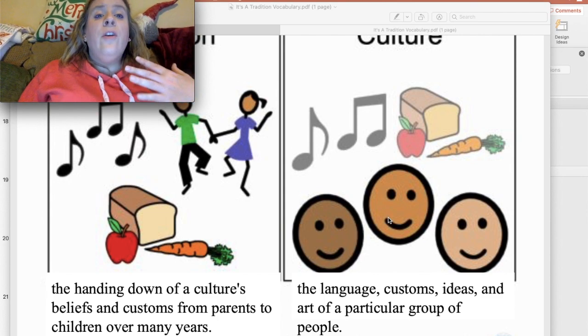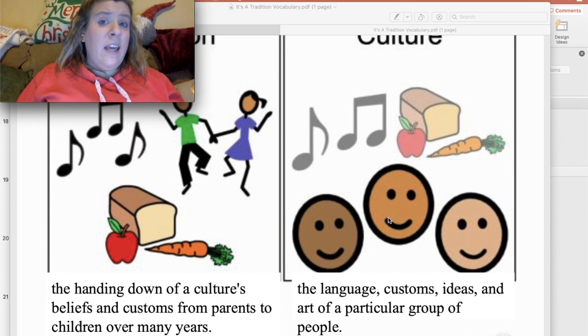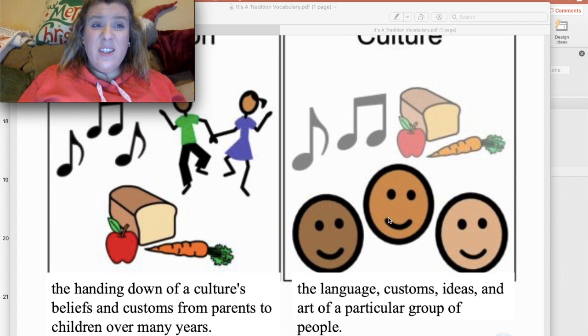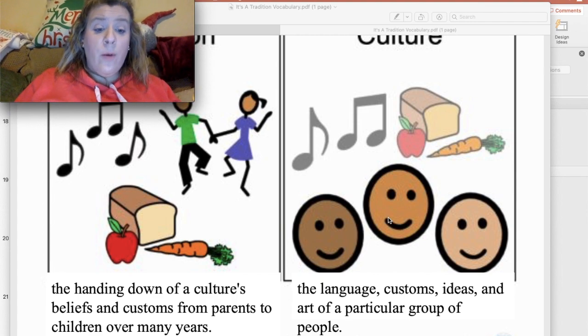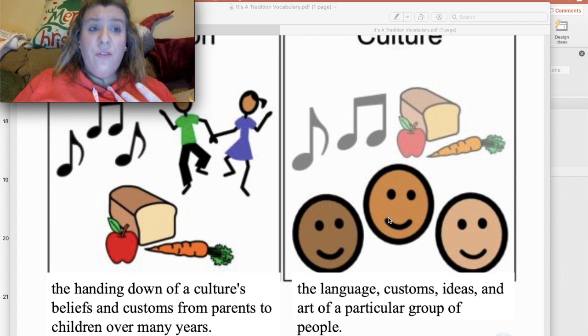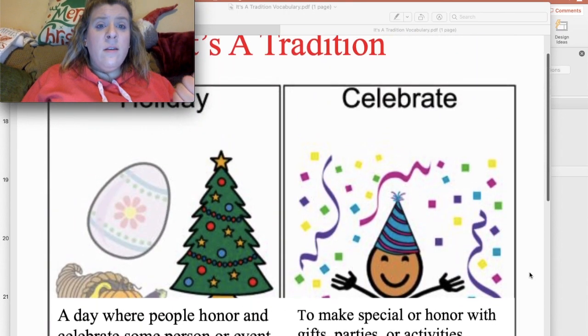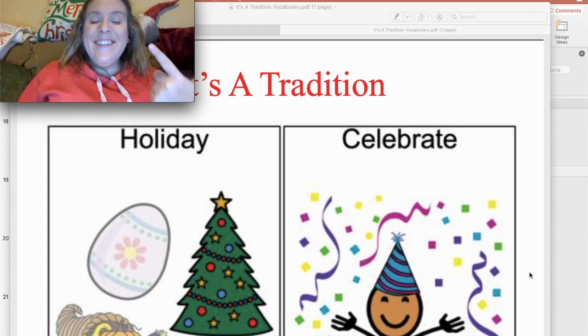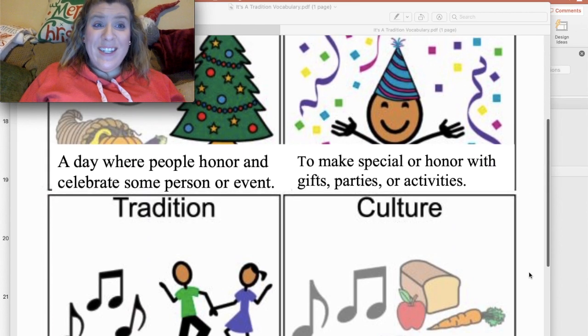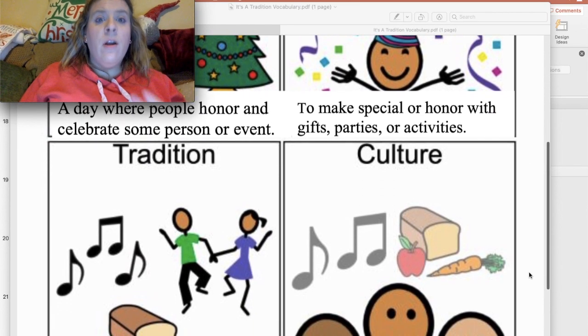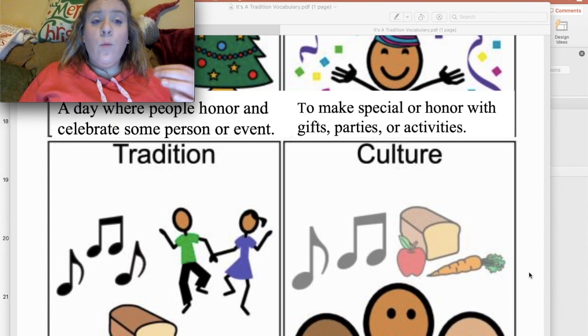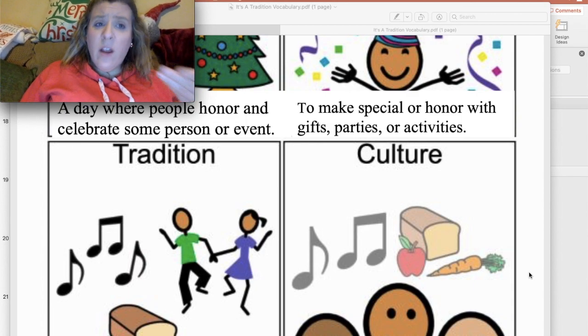Okay, you can talk with your parents and see if any of your traditions are based on your culture, where your family is from. Okay, so these four words: holiday, celebrate, tradition, and culture are all words that we may read about, we may use in discussion, we might be talking about them. So we're going to be reviewing them a lot.